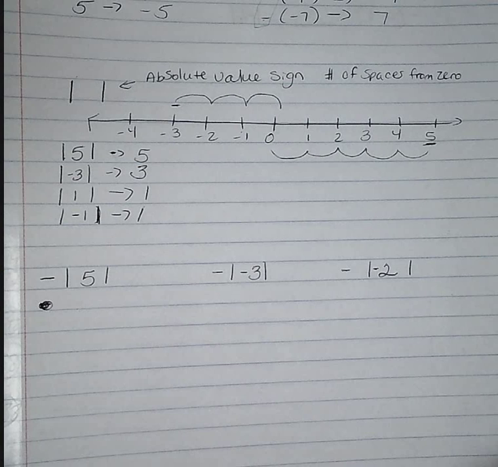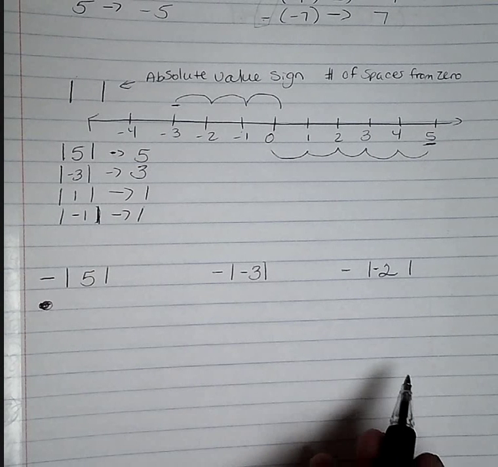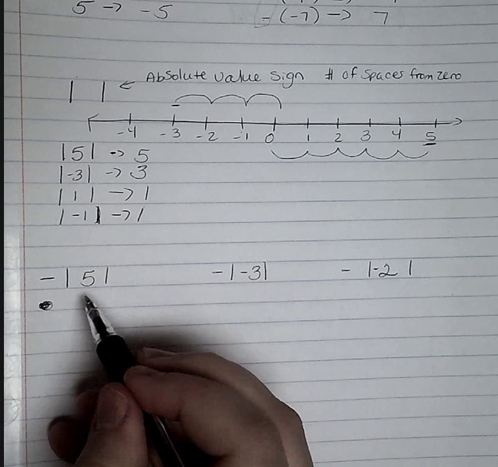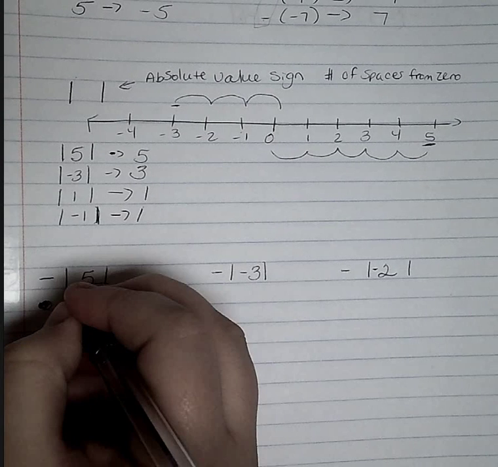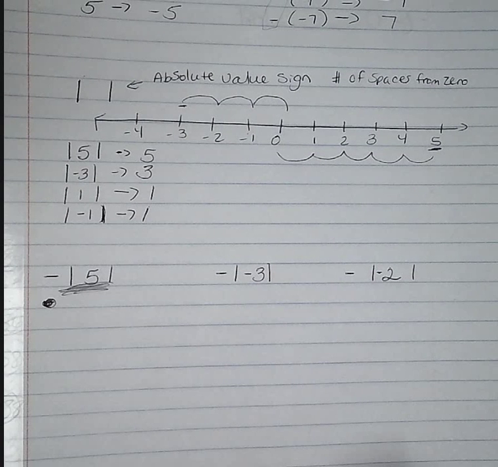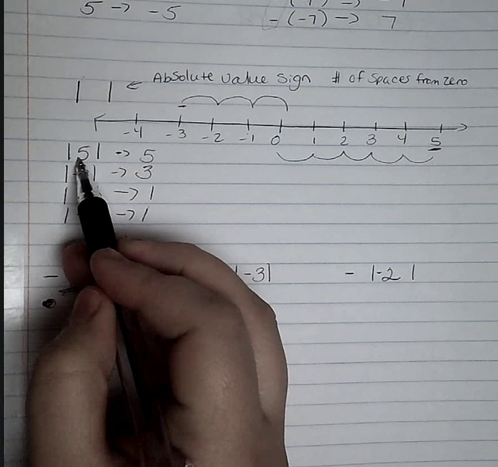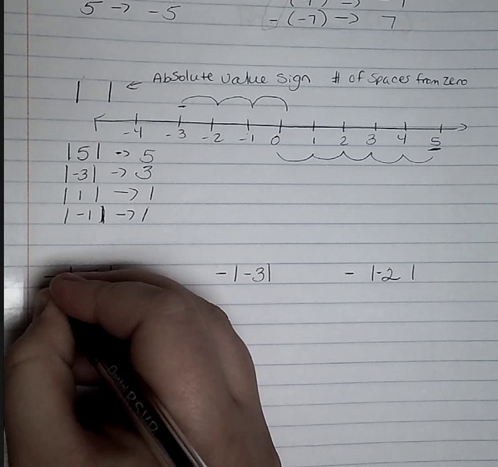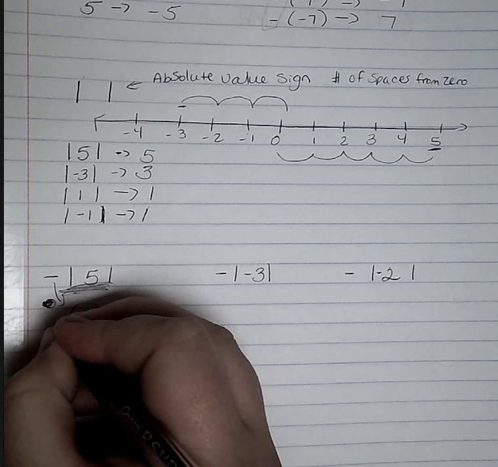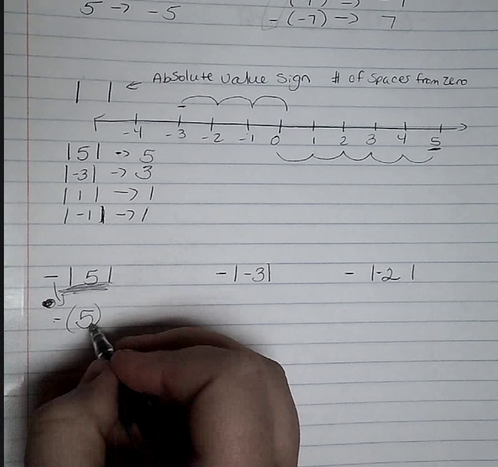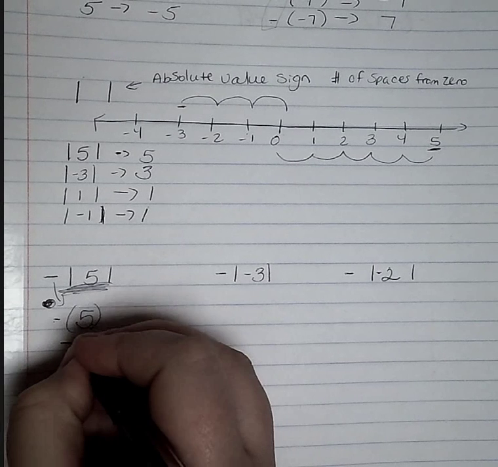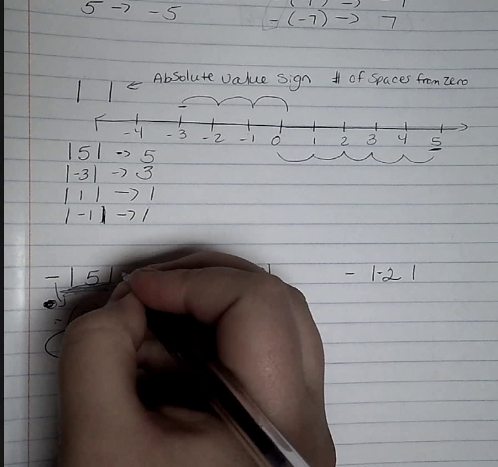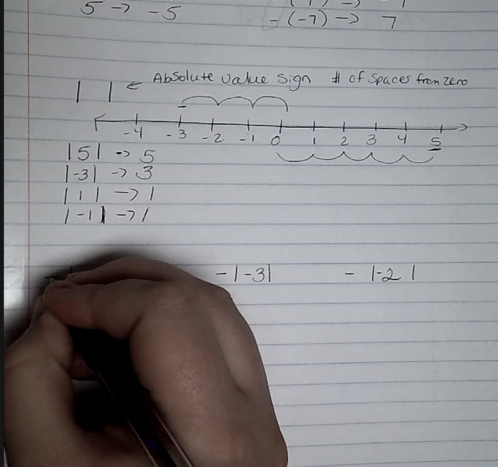So down here they get fancy on you. Right here they're asking you for the opposite of the absolute value of 5. So first we have to find out, what is the absolute value of 5? Well, up here we figured it out. It's 5. So now they want to know what the opposite of it is. So the opposite of the number 5 is a negative 5.